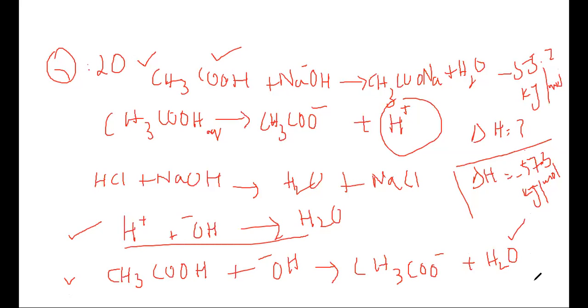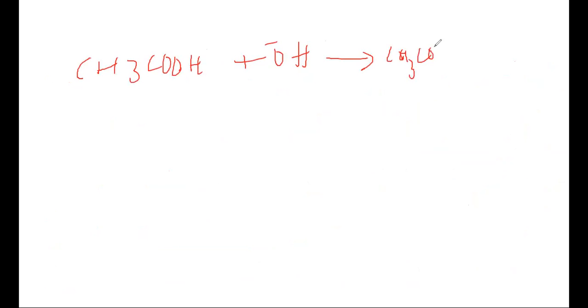So if we subtract equation 1 from equation 2, then we will get the required product. CH3COOH, acetic acid, plus OH negative, hydroxyl ion from the sodium hydroxide. The product is CH3COO negative, meaning acetate ion, plus water.